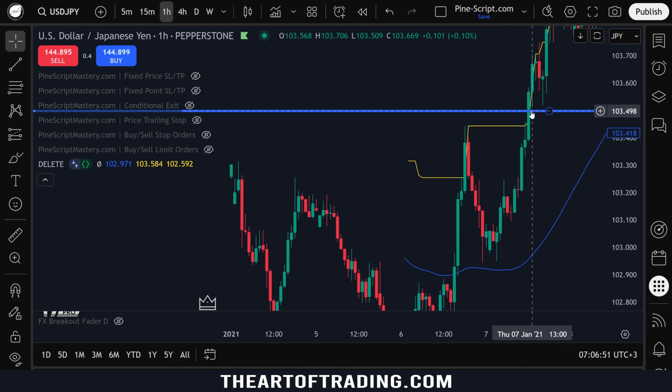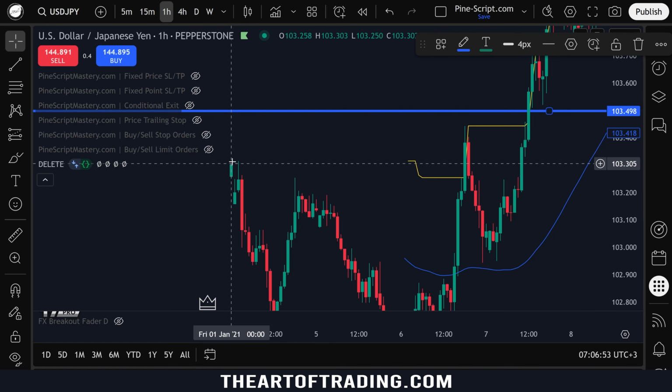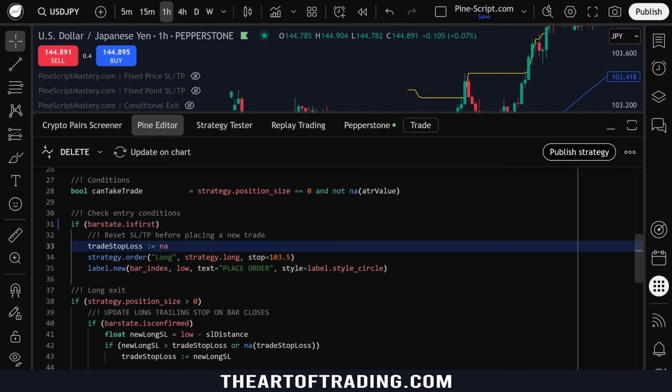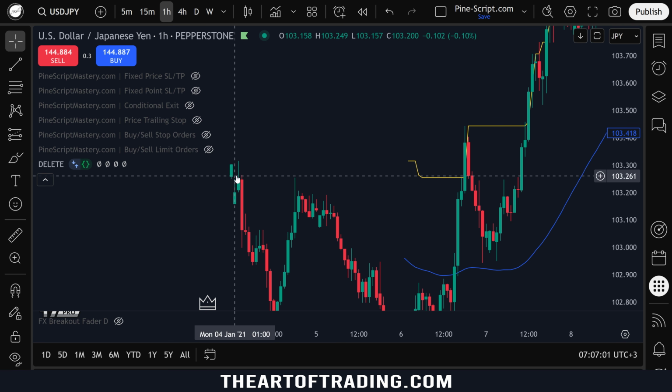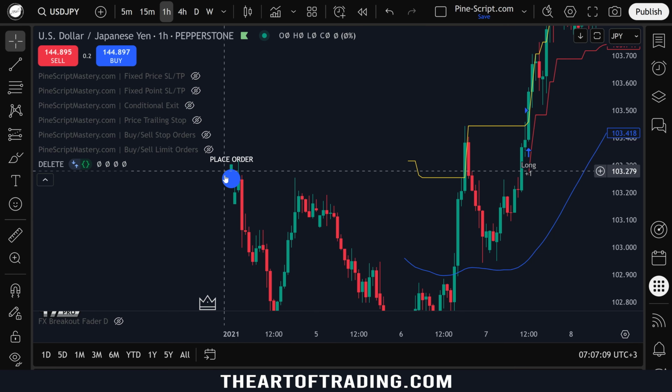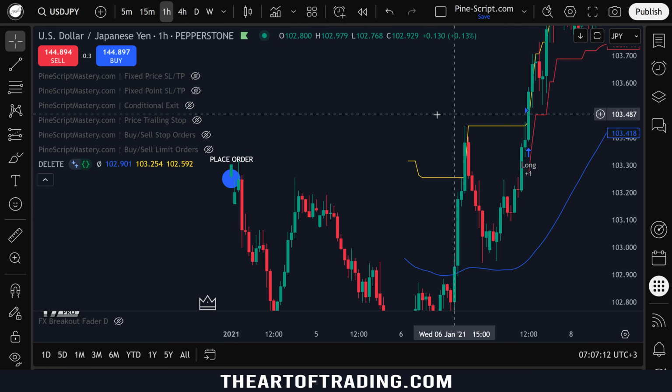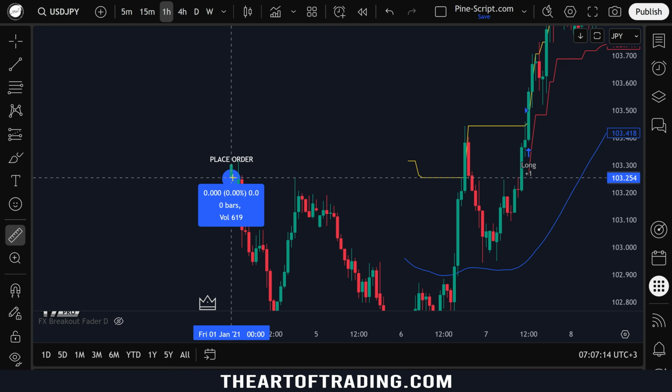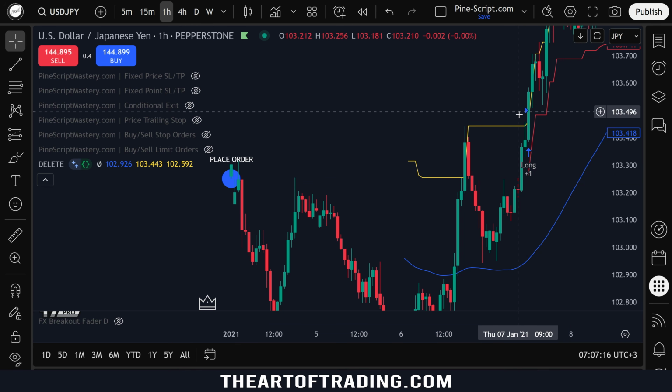So we'll place a buy stop order right there on the very first bar on my chart. And then this code will not get executed on any of the following bars once that order is placed. So if I save my code here, you can see we placed an order on the very first bar, and the order remained in the market until it was hit by price.